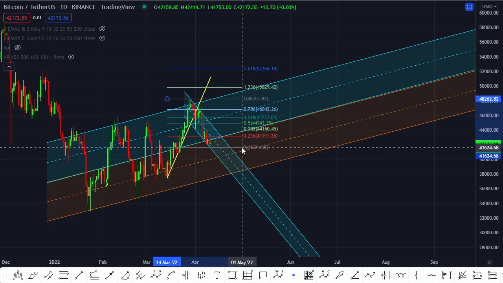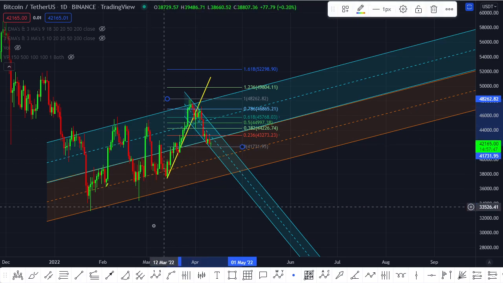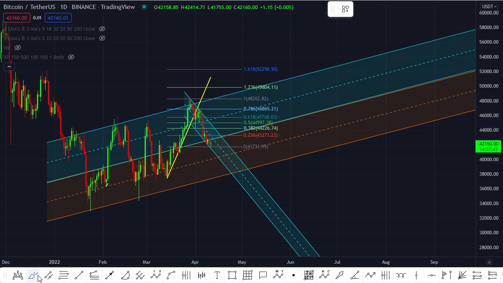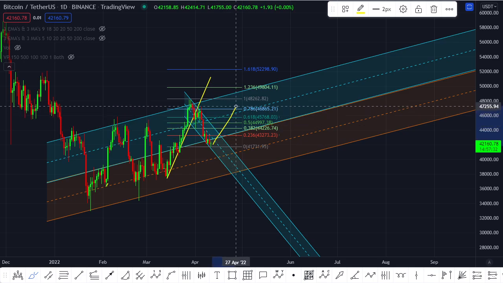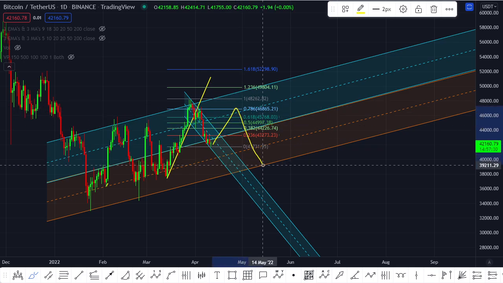But if we do consolidate over the next few days and we bounce from here, which is the golden pocket as well for this huge retracement wave, then most likely you will go towards, again, a similar scenario to the heartline of the channel, around 46,500 or $47,000. So you'd go to here, and then you drop to here.